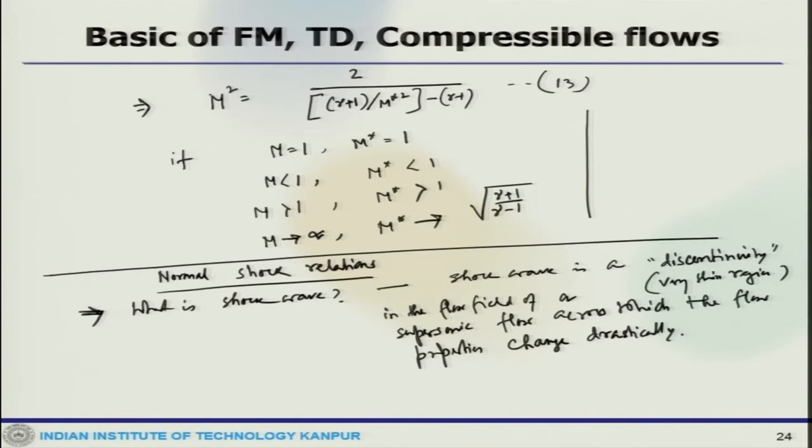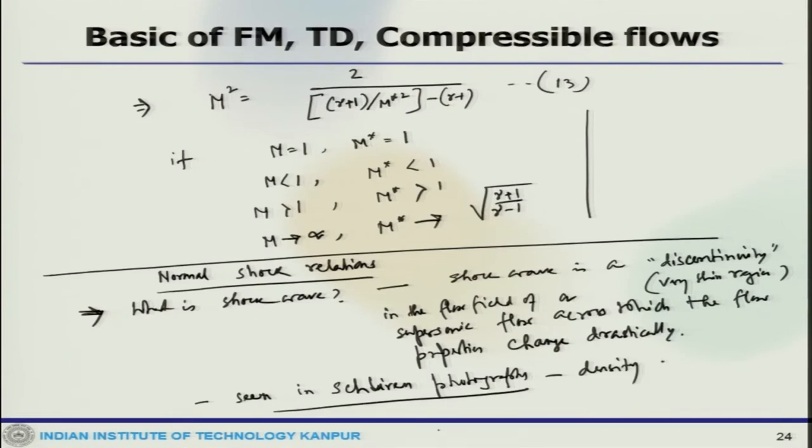So, this means this is a discontinuity in the flow field which is of a very thin region, order of 10 to the power minus 5, 6 centimeter, depending on the geometry and the condition, in a supersonic flow across which the flow properties change drastically. Now, this can be seen or measured in Schlieren photographs or images because of density variation.